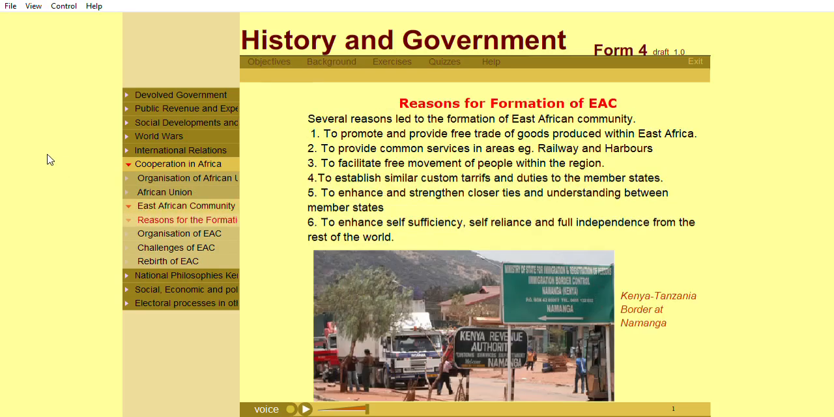Several reasons led to the formation of East African Community. They include promote and provide free trade of goods produced within East Africa, provide common services in areas such as railway and harbors, facilitate free movement of people within the region, establish similar customs tariffs and duties to the non-member states, enhance and strengthen closer ties and understanding between member states, enhance self-sufficiency, self-reliance, and full independence from the rest of the world.